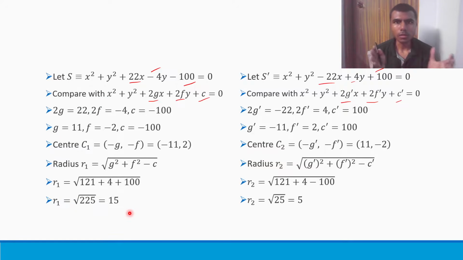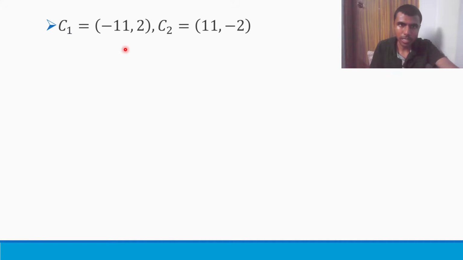Now, how to check whether the circles touch each other or lie inside each other? For that, we have to find out the distance between the centers and compare with the sum of radii and the difference of radii. Okay. Now, how to see? C1 is minus 11 comma 2, C2 is 11 comma minus 2. Find out the distance. Distance formula I know you guys know, but still I'll just write it.